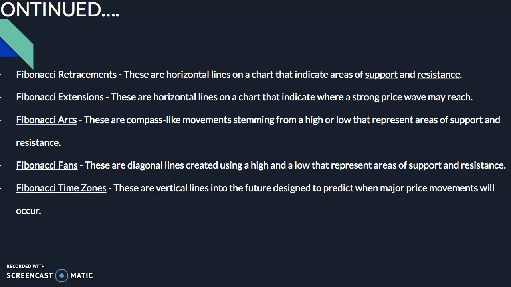Fibonacci retracements are horizontal lines on a chart that indicate areas of support and resistance. Fibonacci extensions are horizontal lines on a chart that indicate where a strong price wave may reach. Fibonacci arcs are compass-like movements stemming from a high or low that represent areas of support and resistance. Fibonacci fans are diagonal lines created using a high and low that represent areas of support and resistance. Fibonacci time zones are vertical lines into the future designed to predict when major price movements will occur.